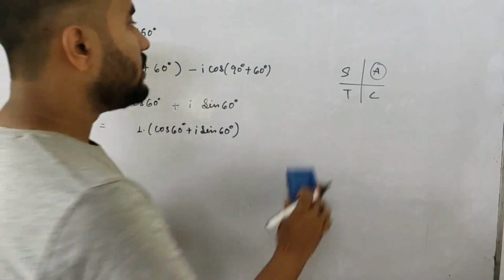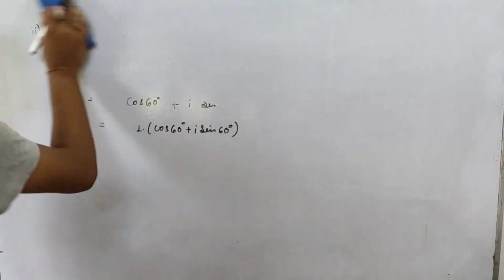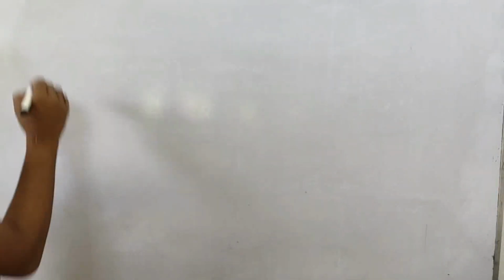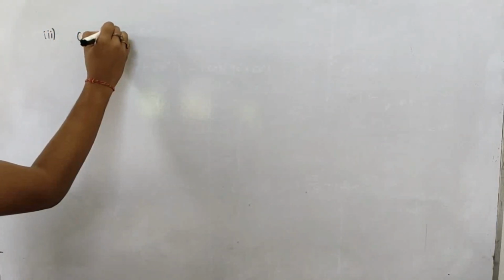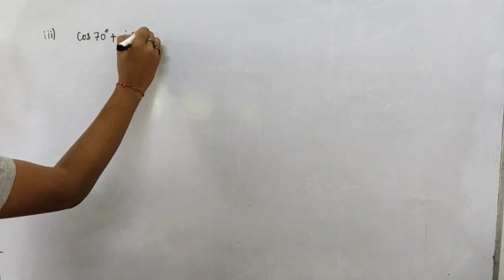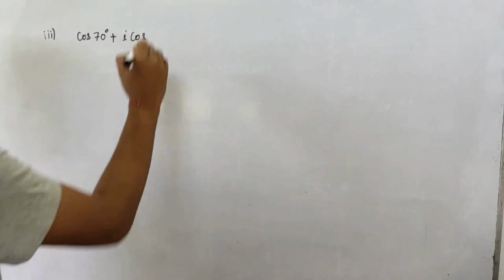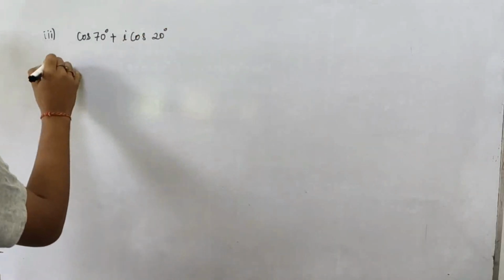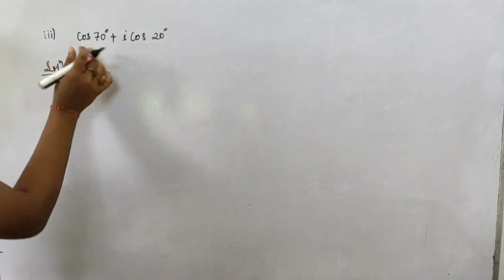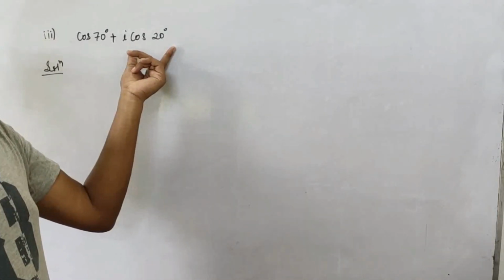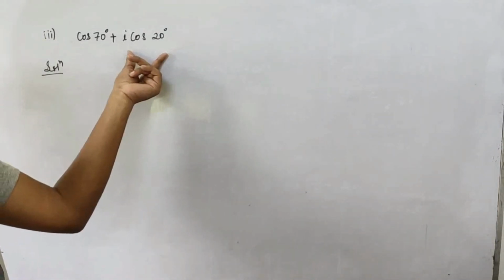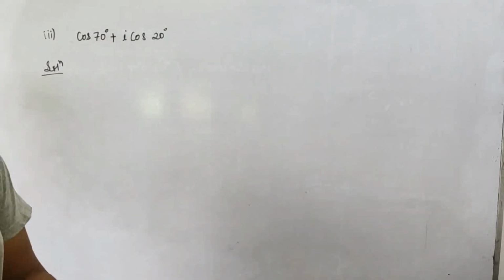Now let us see number 3. Cos 70 degree plus I cos 20 degree. Cos 70 degree plus I cos how much? 20 degree. So now you see, the first part is correct, the real part is cos, it will stay as it is. Okay, only the problem is over here, sin should stay. So I will apply the formula over here. Less than 90 degree, so 90 degree minus theta.